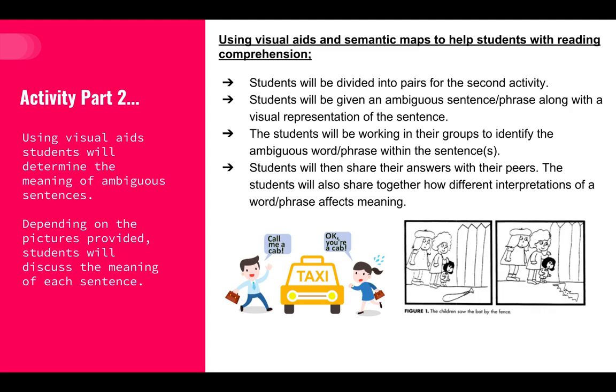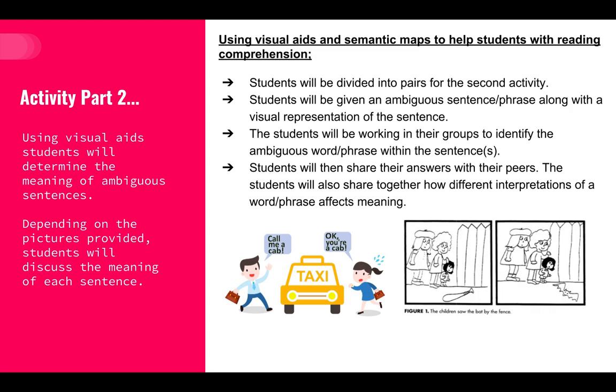Activity Part 2. Using visual aids, students will determine the meaning of ambiguous sentences. Depending on the pictures provided, students will discuss the meaning of each sentence. Using visual aids and semantic maps to help students with reading comprehension is key for E&L students. In order to make semantics very clear for them, we need to show and have visual cues so that they can better understand and internalize these semantic terms and phrases.